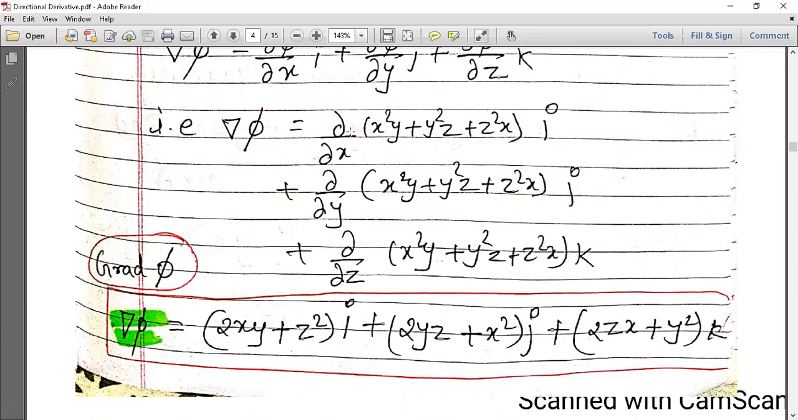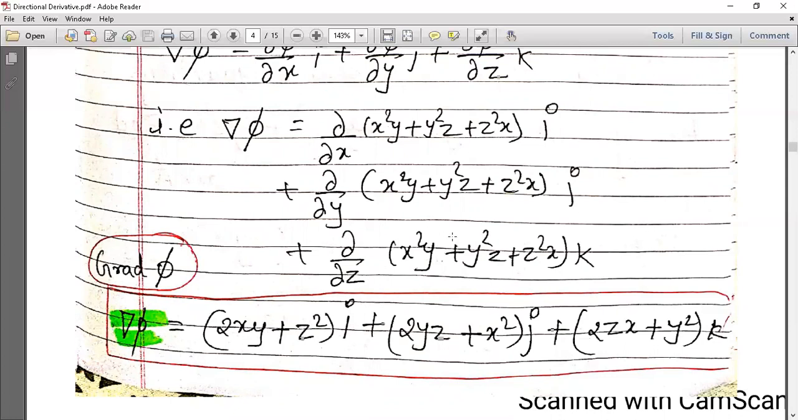a partial differentiation, ∂/∂x. So x square differentiation gives 2x, y as it is, y square z is constant for x, so we are getting 0. Here z square x, differentiation of x will be 1, we are getting z square. So we are getting the first term as (2xy plus z square) i.